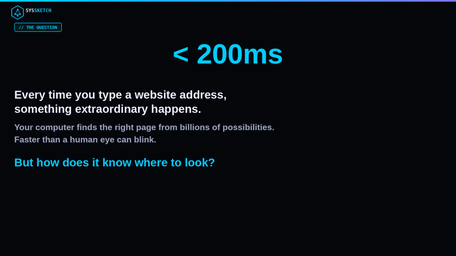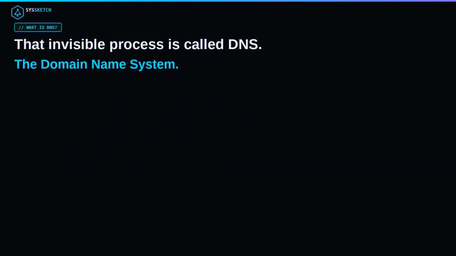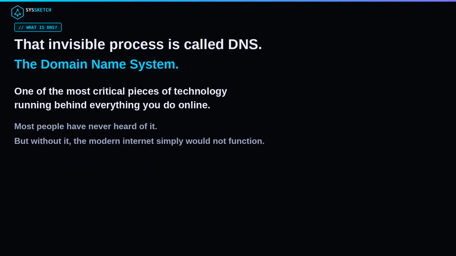How does it find one specific server out of hundreds of millions spread across the planet, faster than a human eye can blink? That invisible process is called DNS, the domain name system. It is one of the most critical and most overlooked pieces of technology running behind everything you do online. Most people have never heard of it, but without it, the modern internet simply would not function.